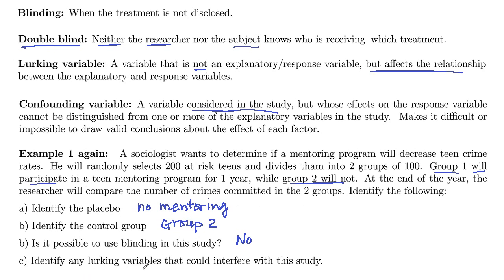What about any lurking variables here that could interfere with this study? So the only variables that we've mentioned up here are receiving mentoring or not, that's your explanatory variable, and then number of crimes committed, that's your response variable. So we want to think what other variables could affect what's going on in this scenario that we have not considered. And there's lots of things that could go in here. So lurking variables could be socioeconomic status.